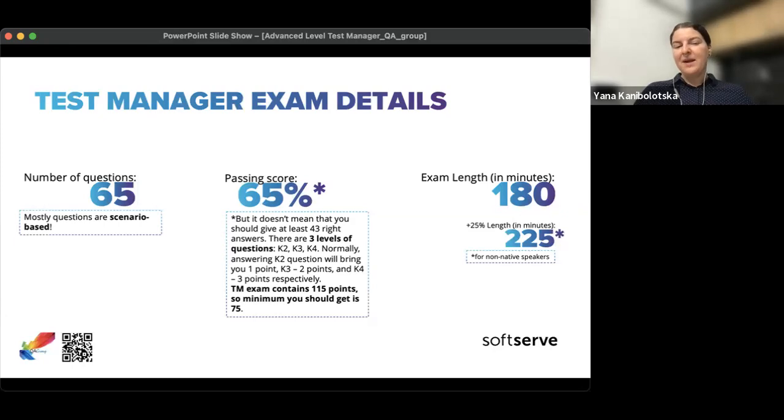So really knowing how many points you will get after which question can help you. For example, you can skip several questions with K2, but pay more attention to K4 questions in order to have more points. So it's really nice to know when you're preparing, so you will be more confident. And if you, for example, don't have a lot of time for preparation and you want to prioritize somehow, this is a good approach to prioritization.